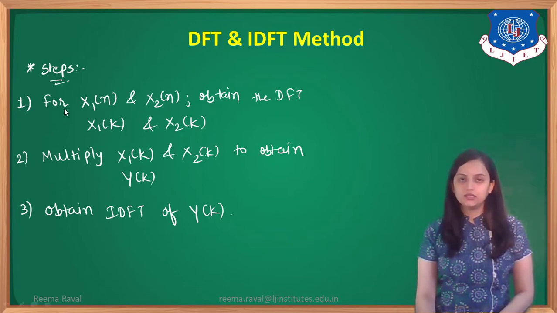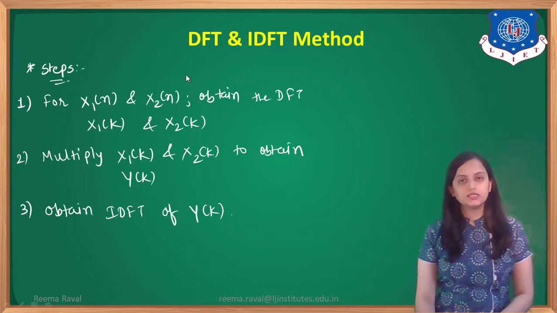Here the first step is, for the given sequences x1 of n and x2 of n, we need to find the DFT of it, that is x1 of k and x2 of k. Now in this step, to find the DFT of x1 of n and x2 of n, we will use the matrix method using Twiddle factor or the values of conjugates to find the DFT x1 of k and x2 of k. That means the 4 cross 4 matrix multiplication to find DFT in this step.